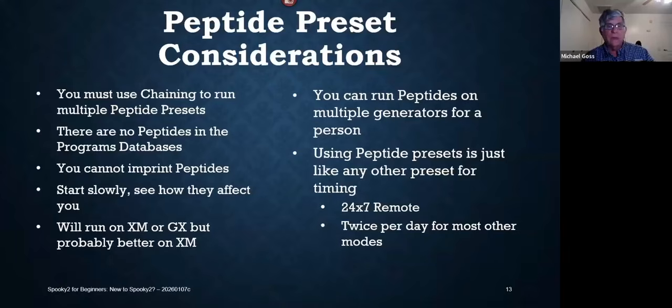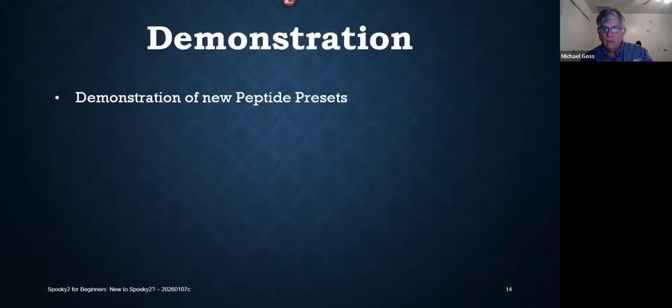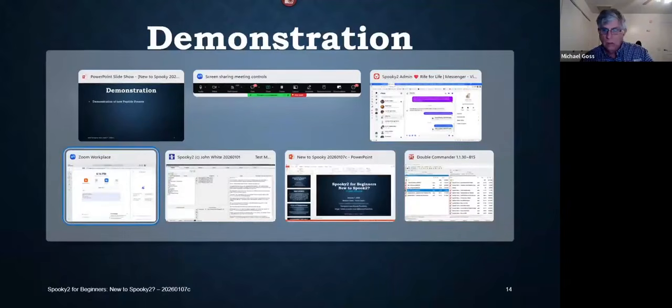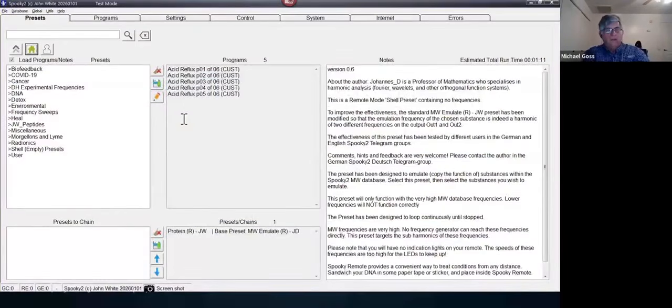Hopefully this makes sense. Okay, let's take a look at this. Over here, I have a Spooky 2 somewhere. There it is. Okay, so this is the presets tab, and notice this is the January 1st version of Spooky. This is the official one. If you go to the downloads page, this is what you're going to get.